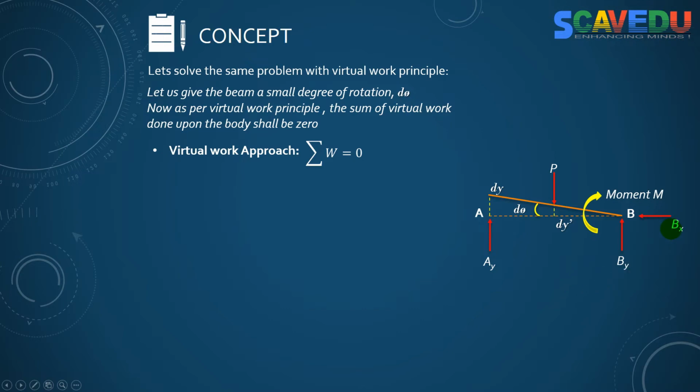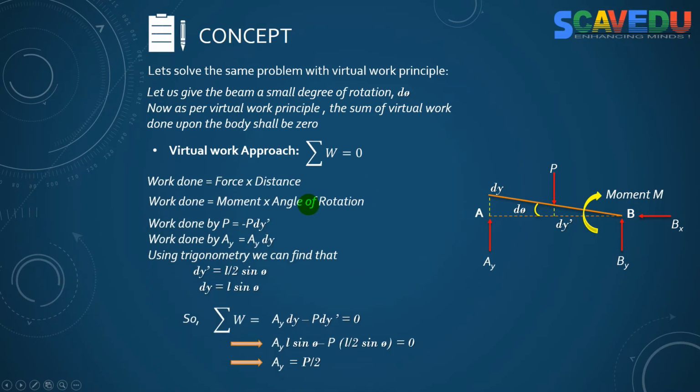By and Bx don't do any work because point B is stationary; it has never moved. The displacement of point B is null, so the work done by By and Bx is 0. No need to take those. Now we are left with only two forces, P and Ay.